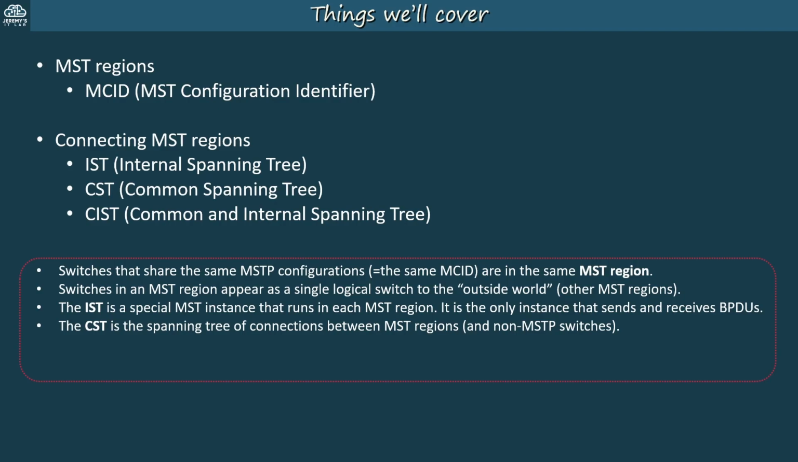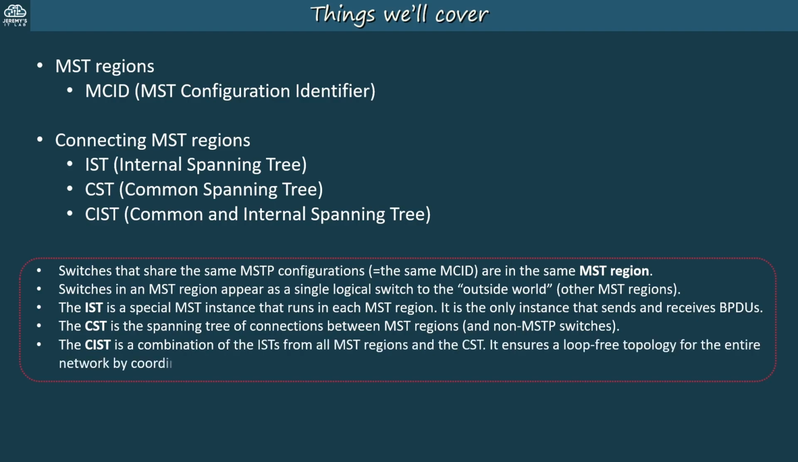And the final concept is the CIST, which is a combination of the ISTs from all MST regions and the CST. The CIST ensures a loop-free topology for the entire network by coordinating the spanning tree information within and between MST regions. If this is your first time hearing this, you're probably a bit confused right now, but let's get started and walk through these concepts step by step.